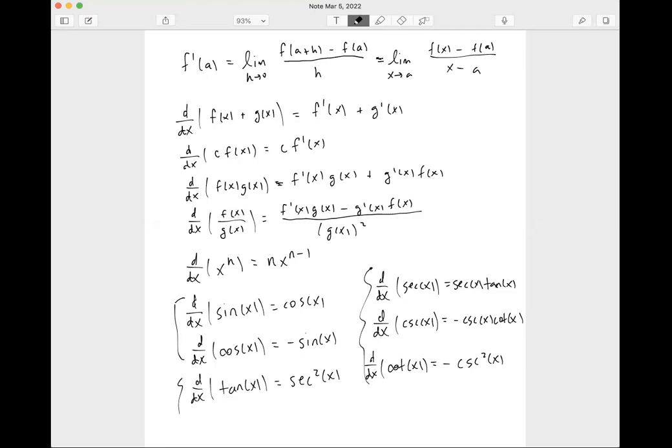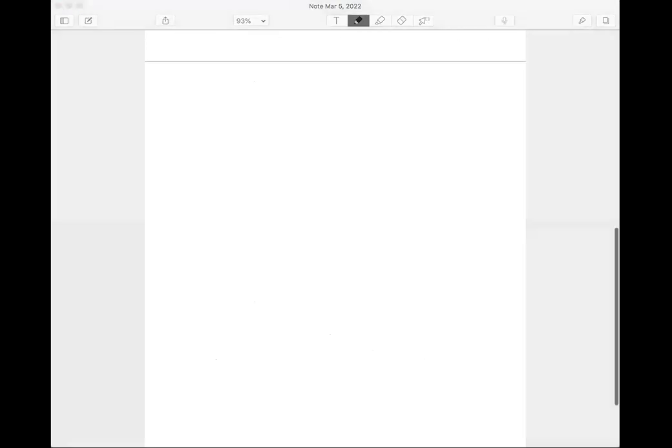For the trig functions, I think the most important ones to memorize are sine and cosine, because all the rest can be derived through the quotient rule if you forget or are unsure or if you don't trust your memory. So we may just do some problems.